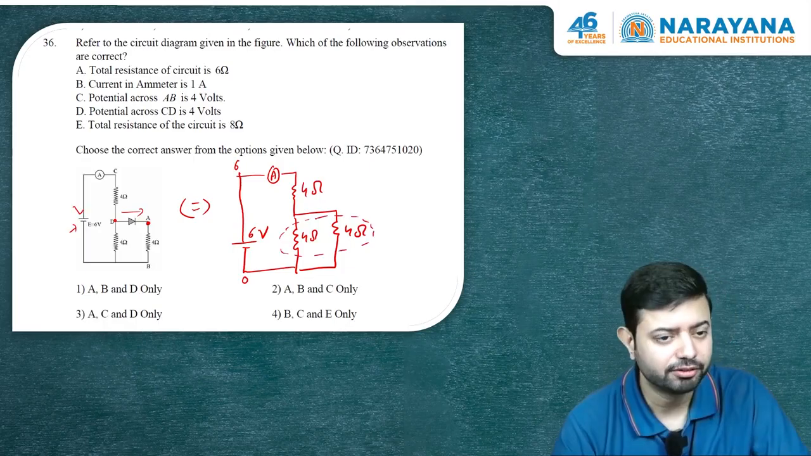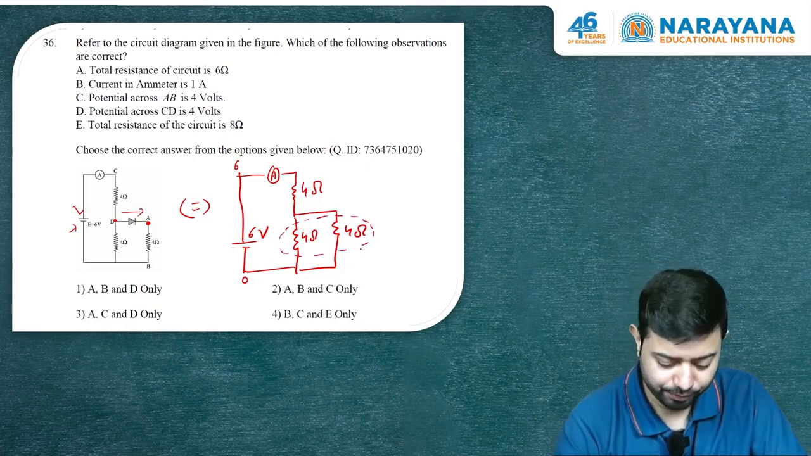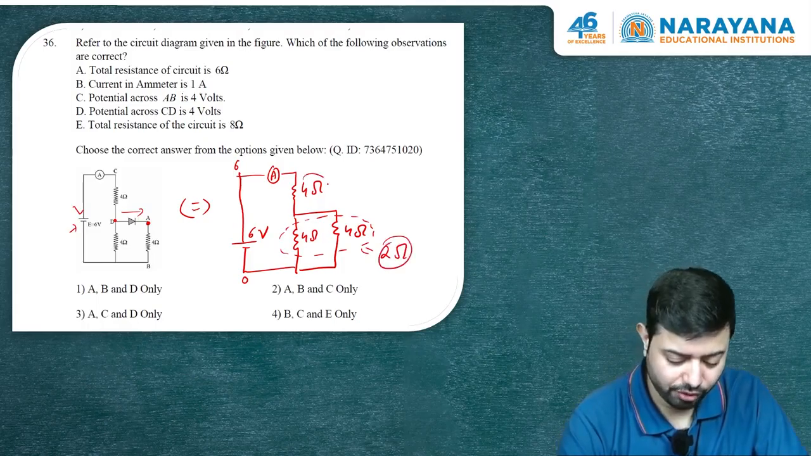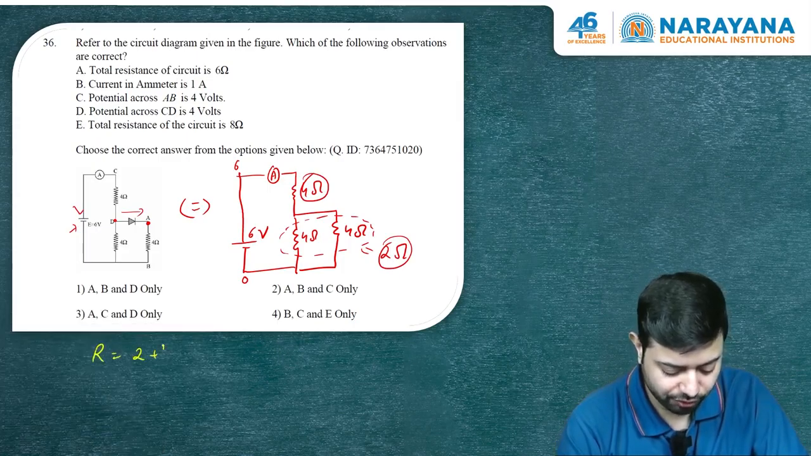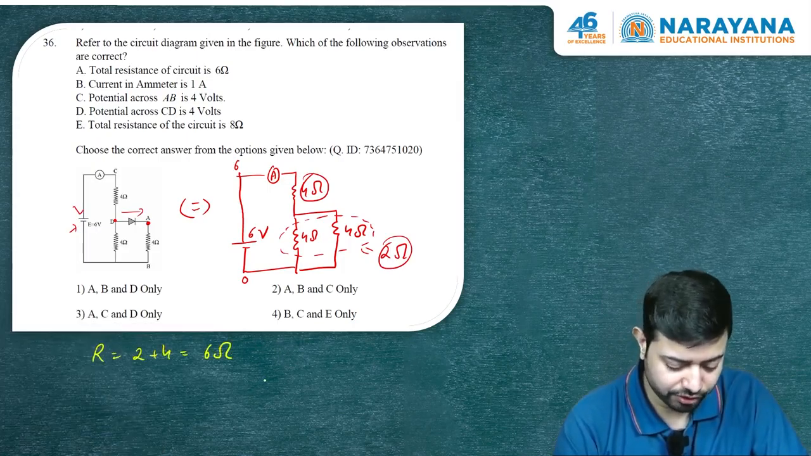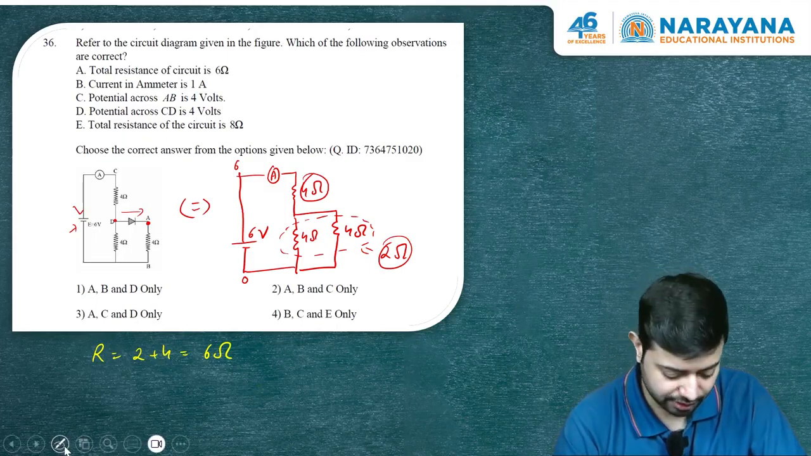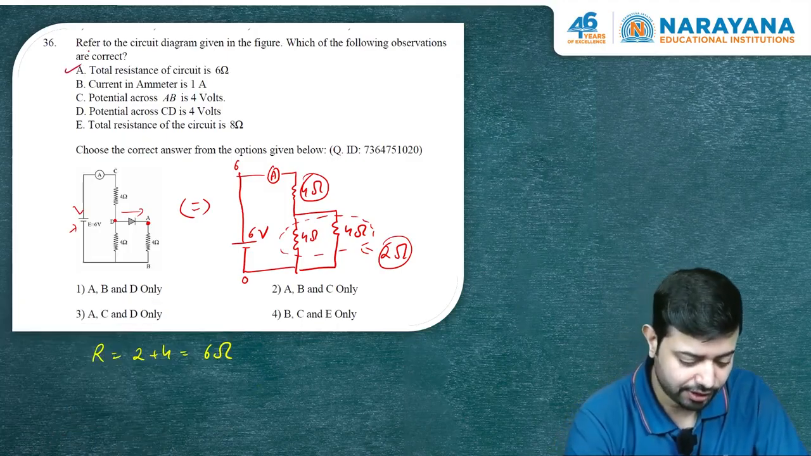4 and 4 together in parallel will give you 2 ohm, and then this 2 ohm and 4 ohm will be in series. So, total resistance in the loop will be how much? 2 plus 4, that is 6 ohm. So, option A is correct. This A part is correct.